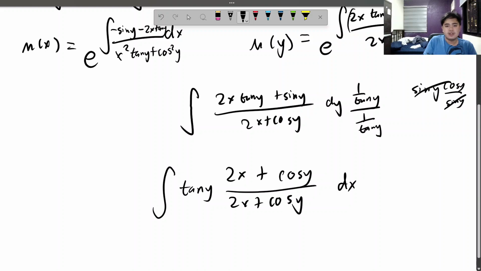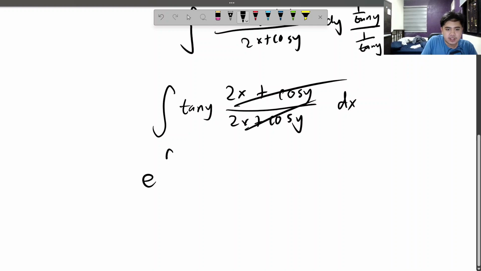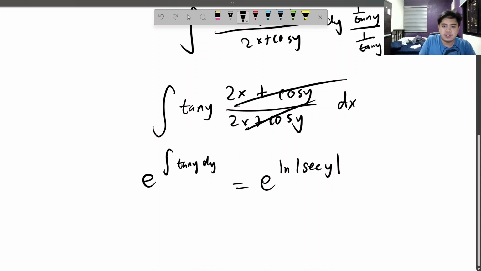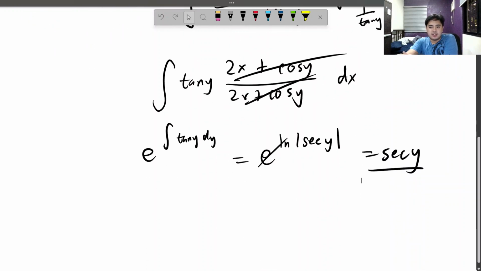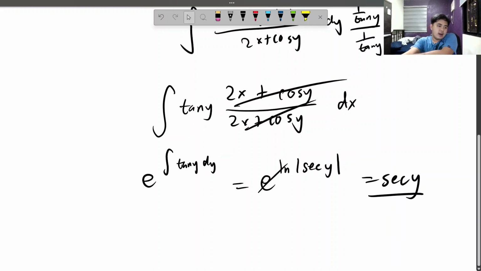And what can we see? Doesn't that cancel each other out? So we're left with e to the integral of tangent y dy, which famously is e to the ln secant y. We can ignore plus c for now. E to the ln cancel each other out. We get secant y. Again, we can still ignore c, you know, like the linear differential equation. So our special integrating factor mu of y is secant of y.